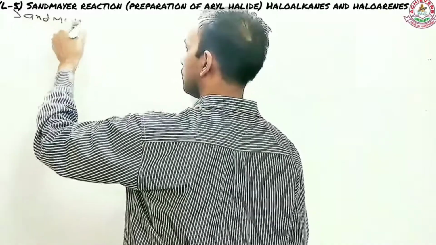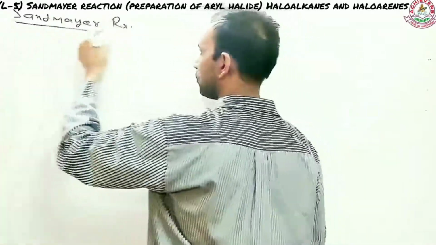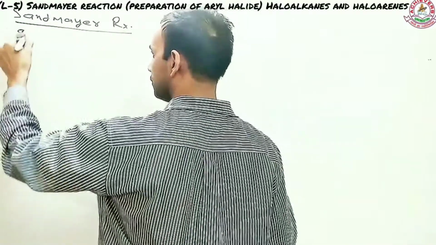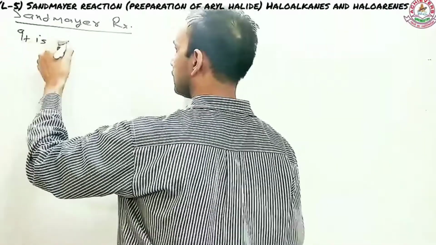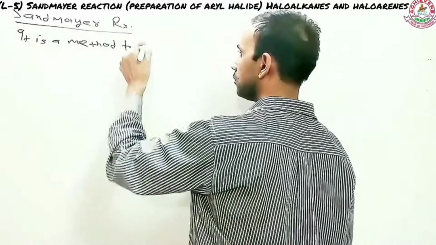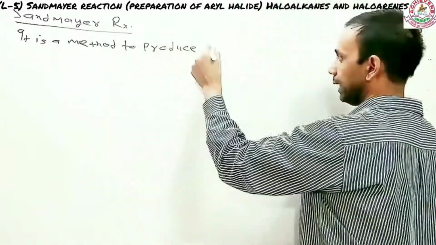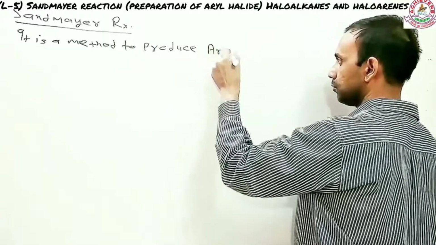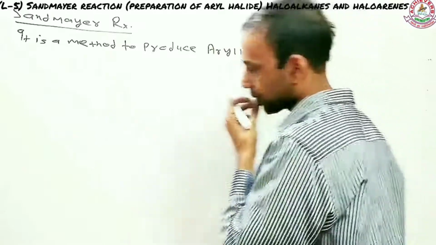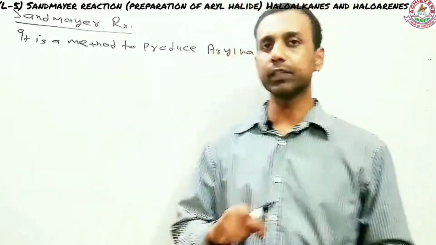Sandmeyer reaction is, the first thing about it, a method to produce aryl halide. Right? Okay, what this means here, that in the previous video I've explained to you how haloalkanes are prepared.